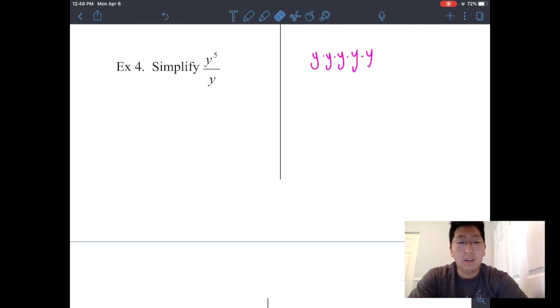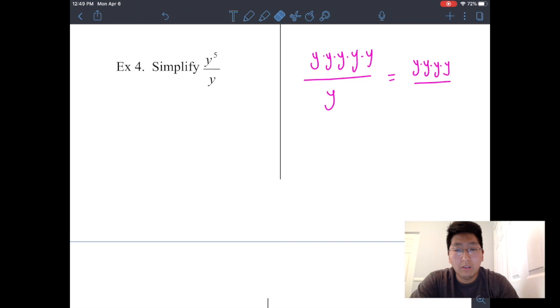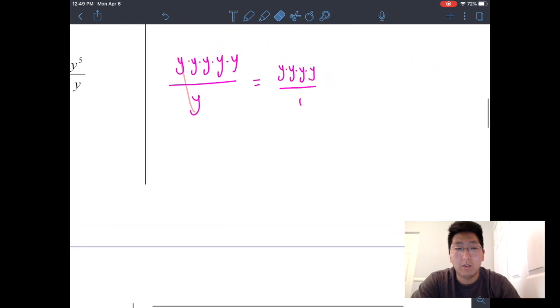Here, y to the 5th, I'm going to expand that, divided by y. So here, we need to create our ones. We can create 1, 1. And we get y times y times y times y over 1. Our answer is y to the 4th.